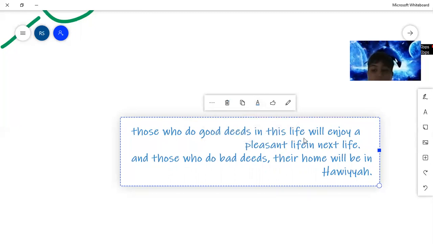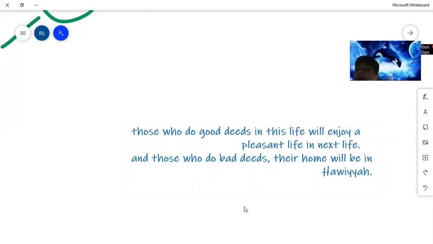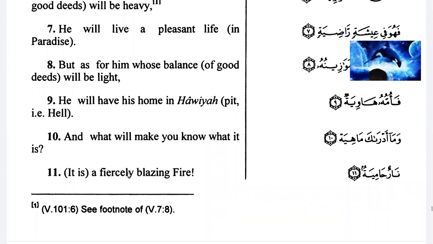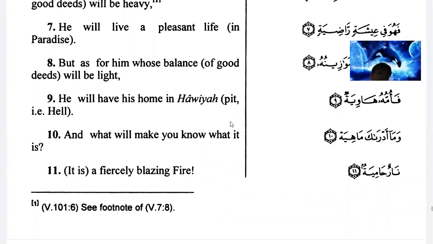And those who do bad deeds, their home will be in Hawiyah. Do you know what Hawiyah is? Hell. Hawiyah is a blazing fire in hell. And those are the bad deeds. Okay. The home will be in Hawiyah.